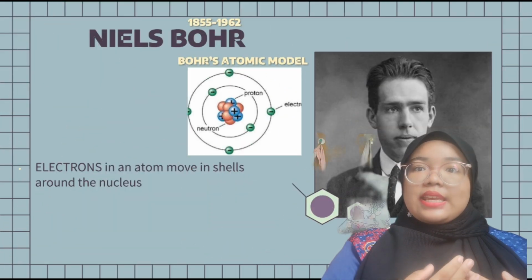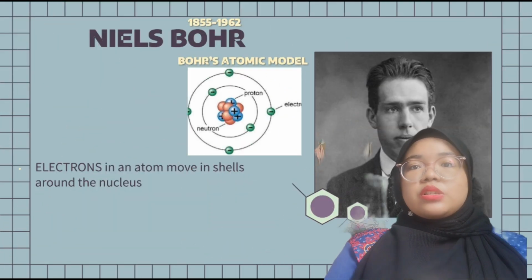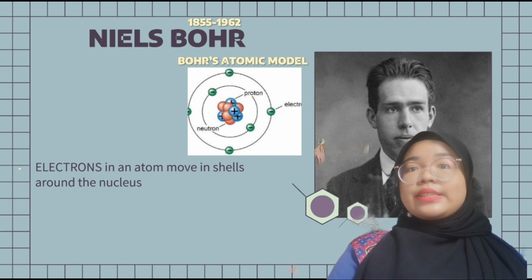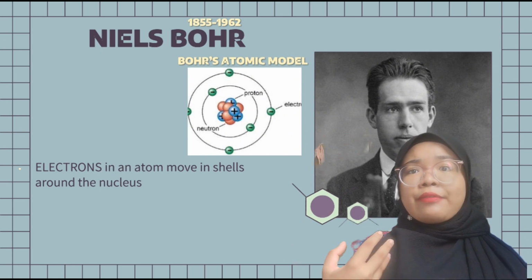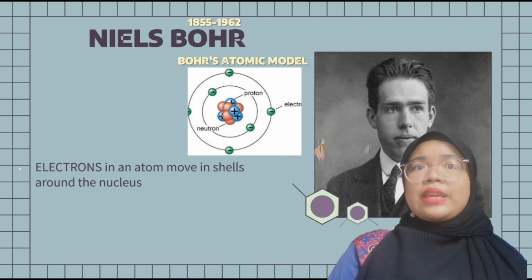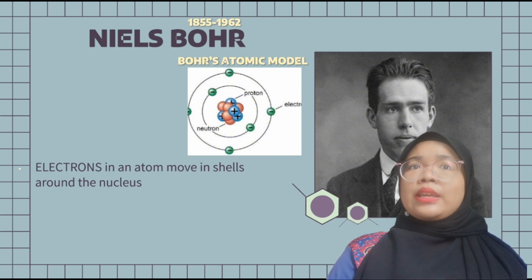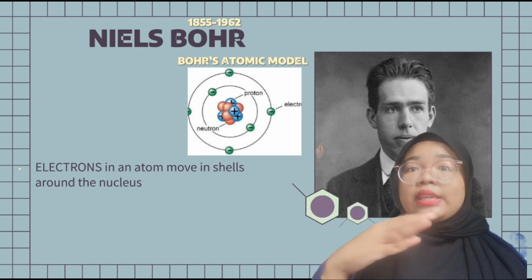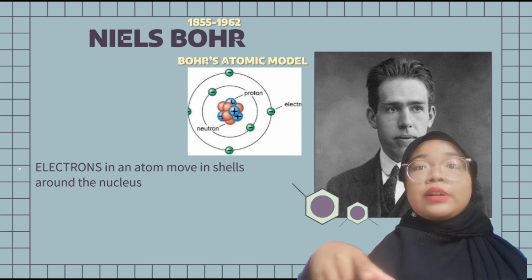This is Niels Bohr. Niels Bohr's theory was used from 1855 until 1962. Niels Bohr's theory is actually simple, I have found. Basically, he found that electrons in an atom move in shells around the nucleus. So basically, each electron is located in a shell and moves around the nucleus.